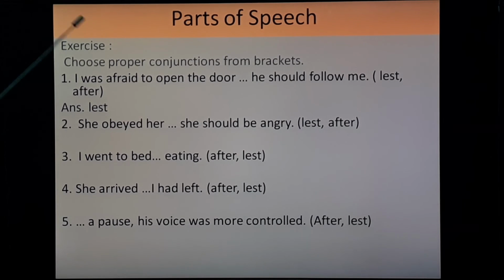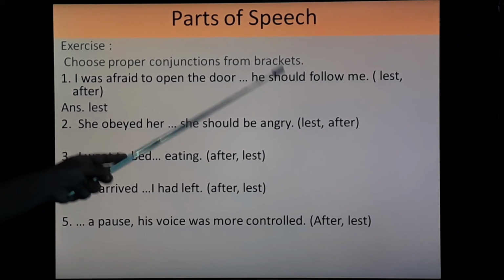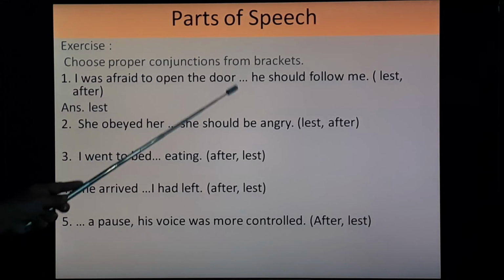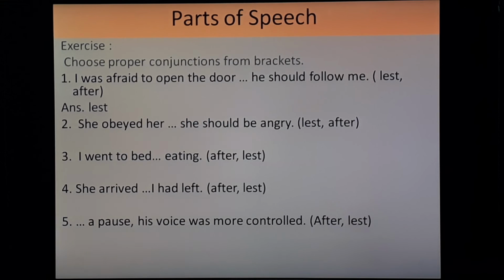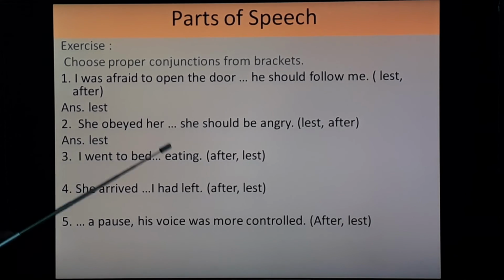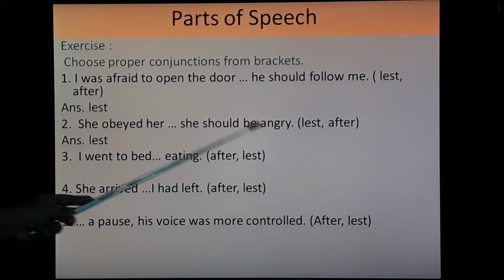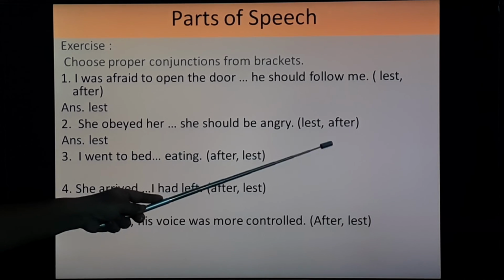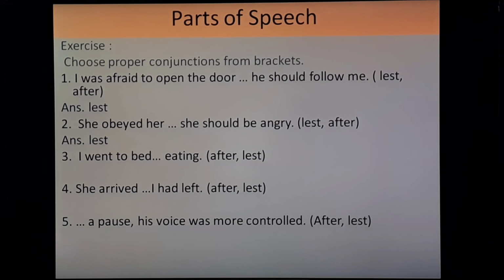First, I was afraid to open the door, he should follow me. So lest and after both are given. Which one is the correct one? Lest. I was afraid to open the door lest he should follow me. Second, she obeyed her. Which will come here? Lest. Lest she should be angry. In case she should be angry, in that sense it is given. That's why after will not come, but the correct answer is lest.